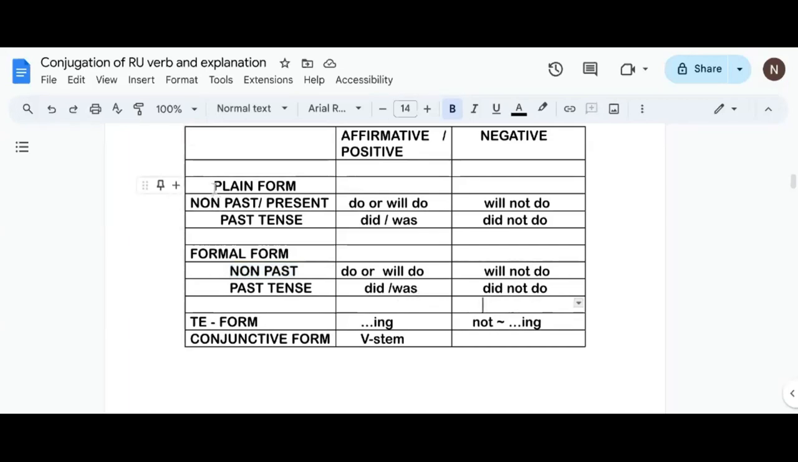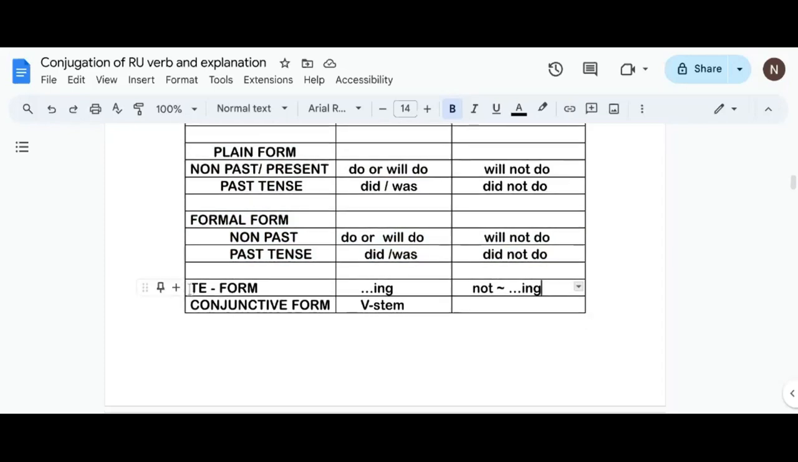So we can say that in the plain form, this is casual. So all of here, your affirmative and your negative under the plain form, this is your casual form. And in your formal form, here, we can say this is the polite way of speaking, the manner of how you speak. Okay? So remember that.